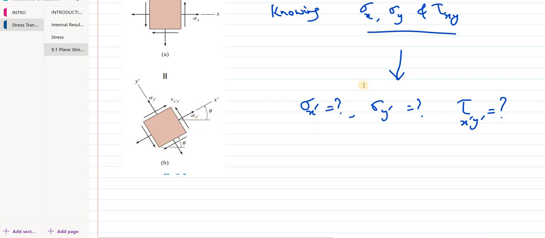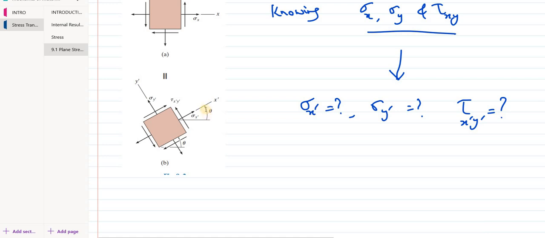When you are given sigma x, sigma y, and tau xy, and asked to determine sigma x prime, sigma y prime, and tau x prime y prime, there is a question: how is the new coordinate system oriented with respect to the previous coordinate system? We could show the orientation of the new coordinate system, for example, by knowing the angle of this new x prime axis with the original x axis.